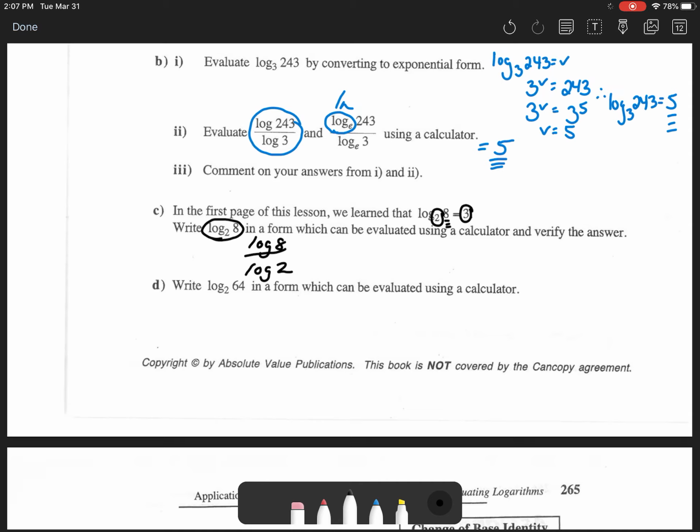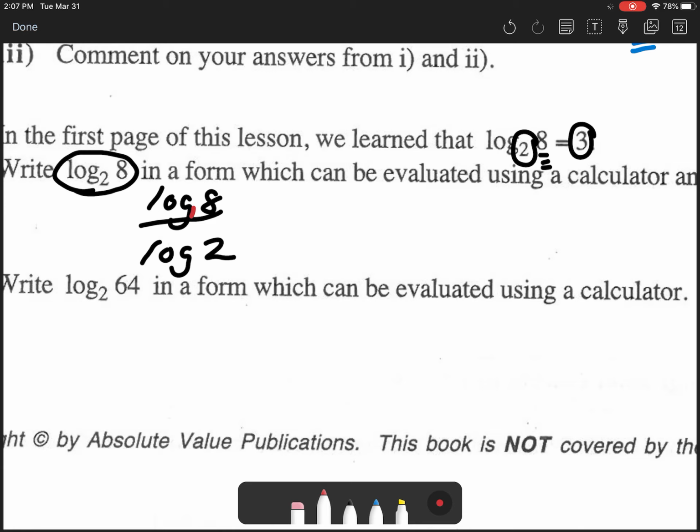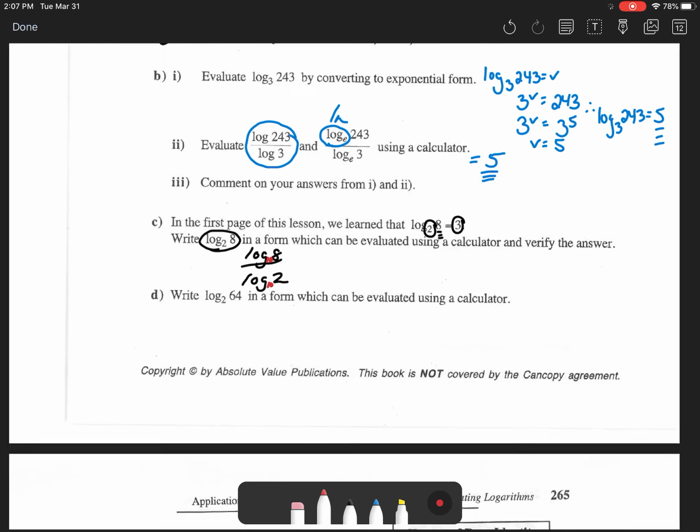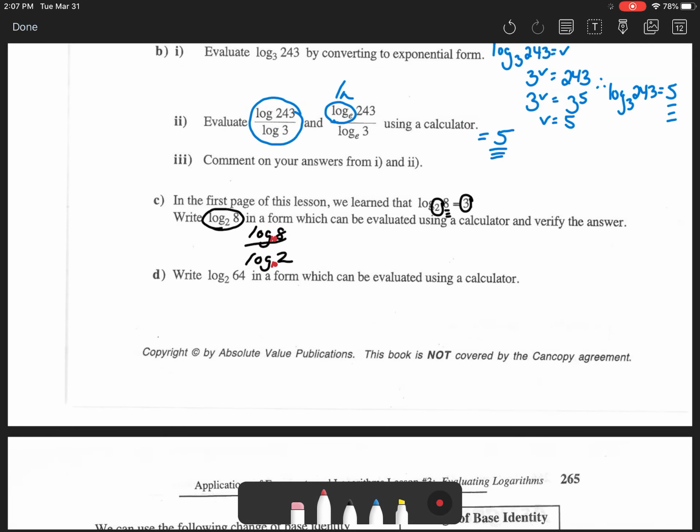And I've now created a situation where I can use my calculator because I've changed the base to what? Either 10, which I would write in here, or base 3. It doesn't really matter which way you think about it, but the base is the same. So it's 10. So again, when I figure out that value on my calculator, it will also give you 3.